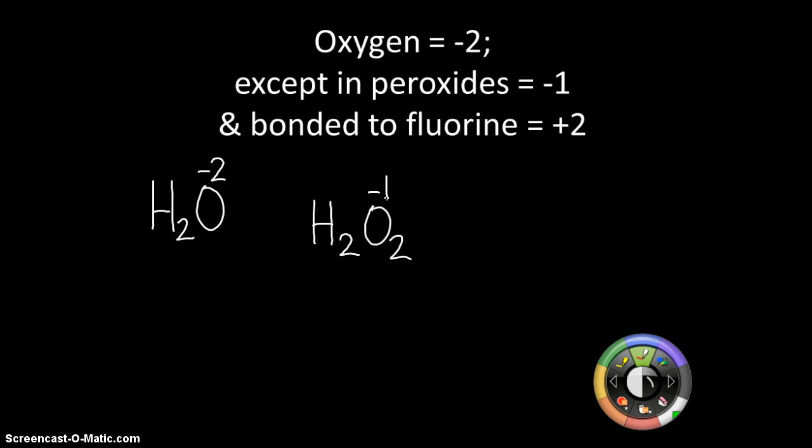And if it's bonded to fluorine, then it's going to have a +2. So OF2. Remember, we said fluorine always gets a -1, so therefore the oxygen is going to have to get an oxidation number of +2.